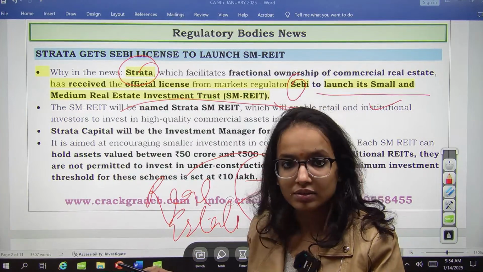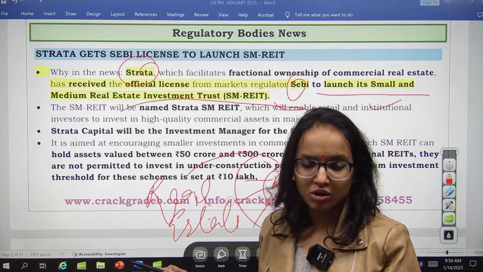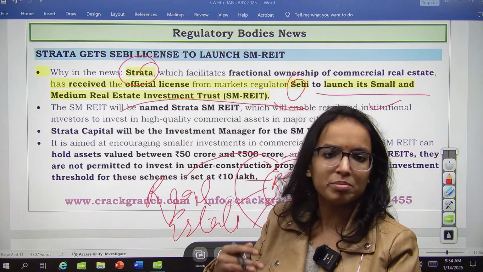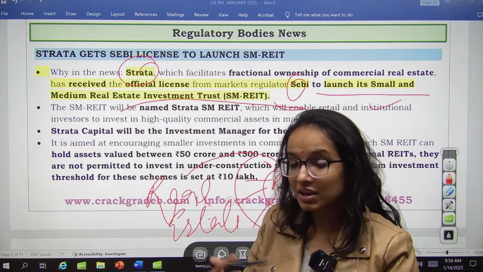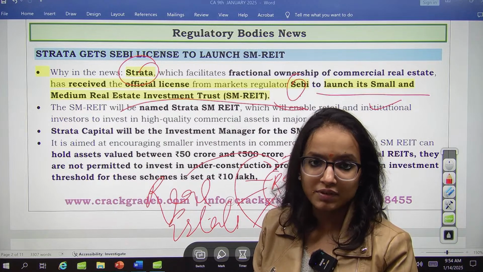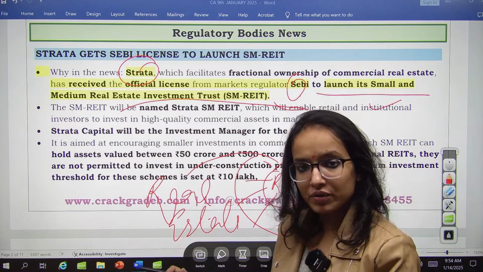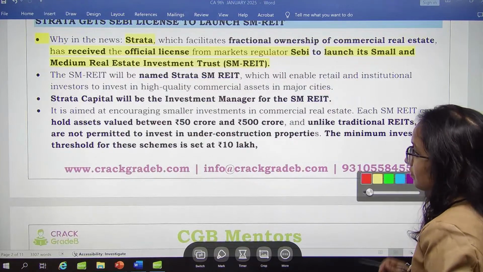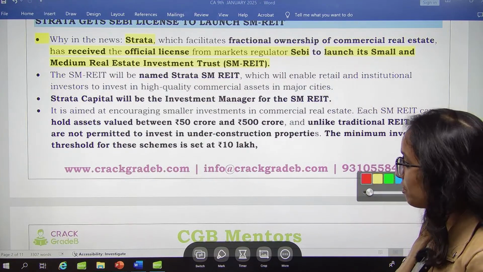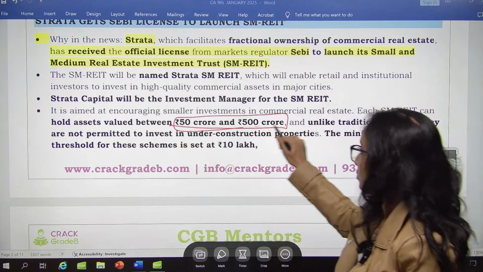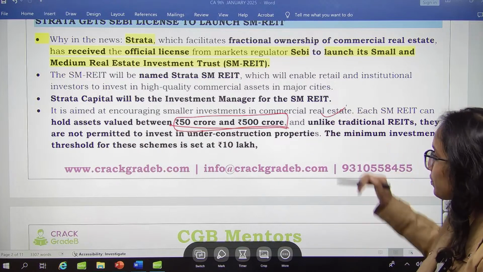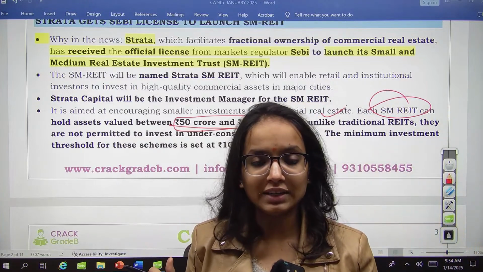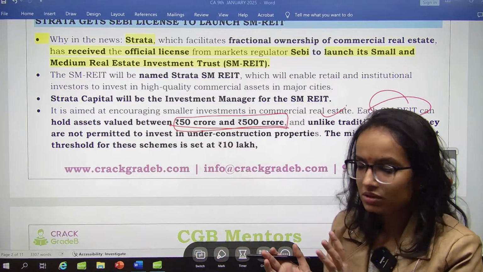Say I want to invest in commercial properties or real estate. I don't want to own it, right? But still I want to gain something out of the price or capital gain in the real estate. So I would invest in REIT. They will be investing that money into such projects and I will be earning on that. This is how in commercial projects they invest in real estate. Commercial real estate they invest into, right? So this is how REIT works. So Strata will be offering its small and medium REIT. Typical features of this is, first of all, the assets will be valued between 50 crore and 500 crores. Okay, and this is encouraging smaller investments, as I told you. So this SM REIT can hold in total assets between 50 to 500 crores, right?